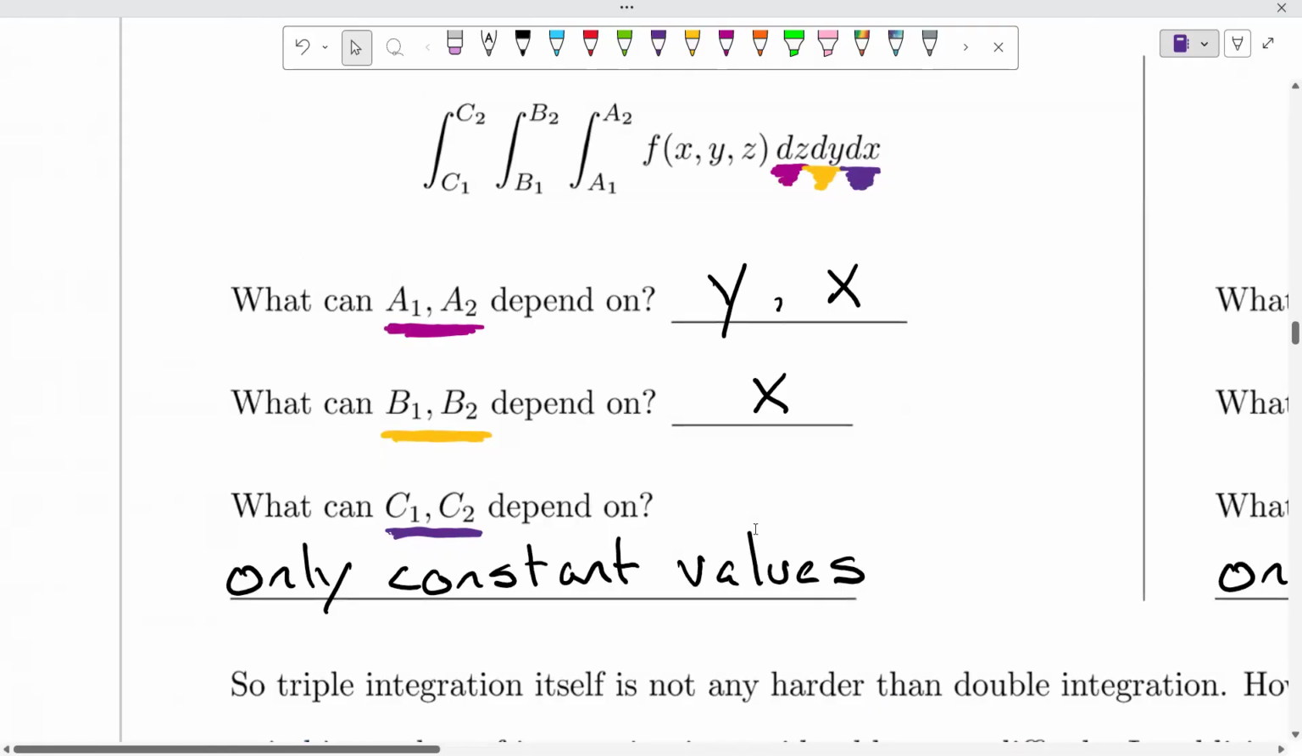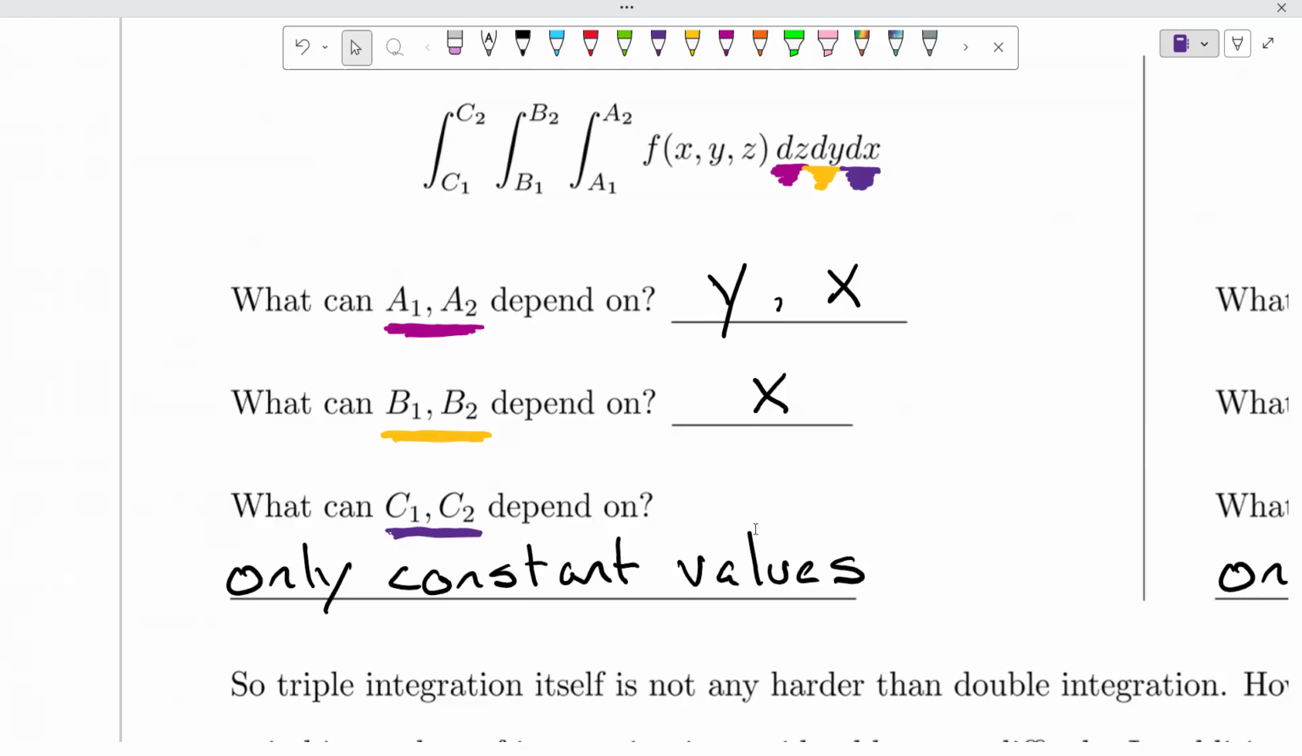I'm good at left and right, I promise. I've got my limits in order, A, B, and C. 1 on the bottom, 2 on the top. So that A matches up with the Z bounds, B is going to match up with the Y bounds, C matching up with the X bounds. Splash of color to kind of tie those concepts together.